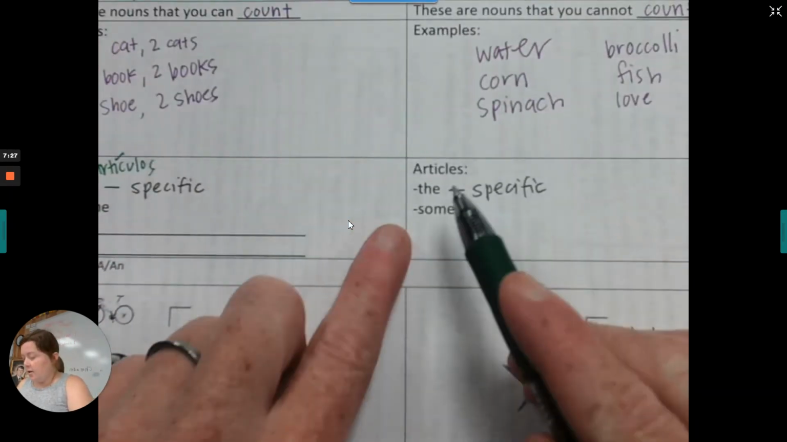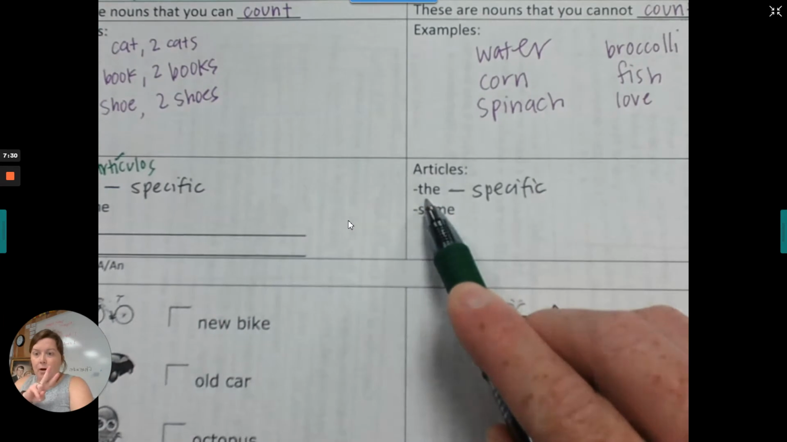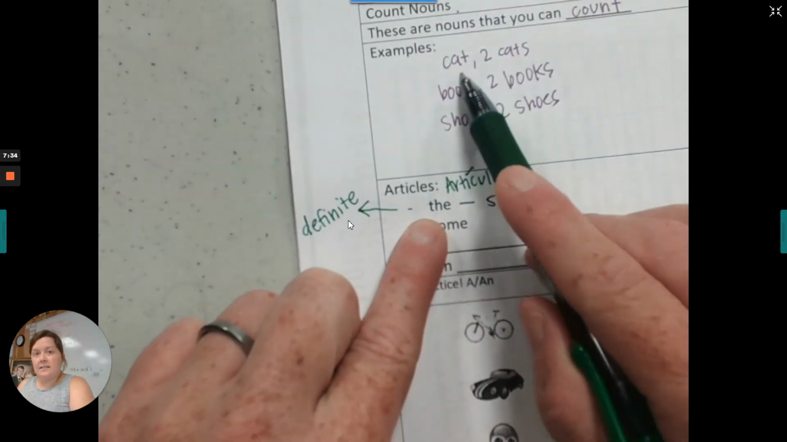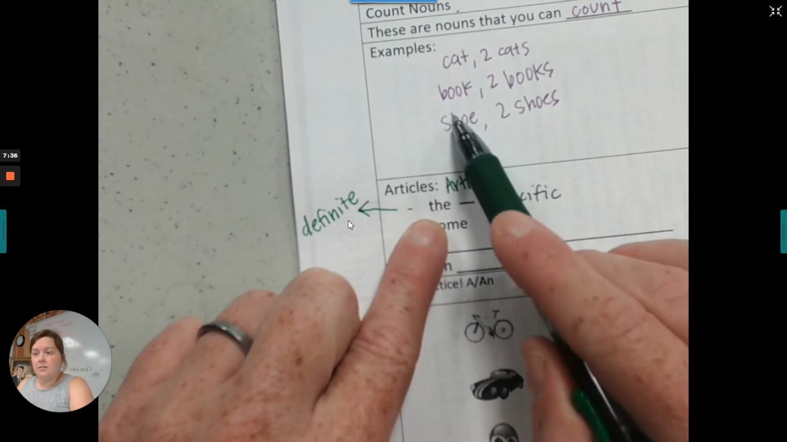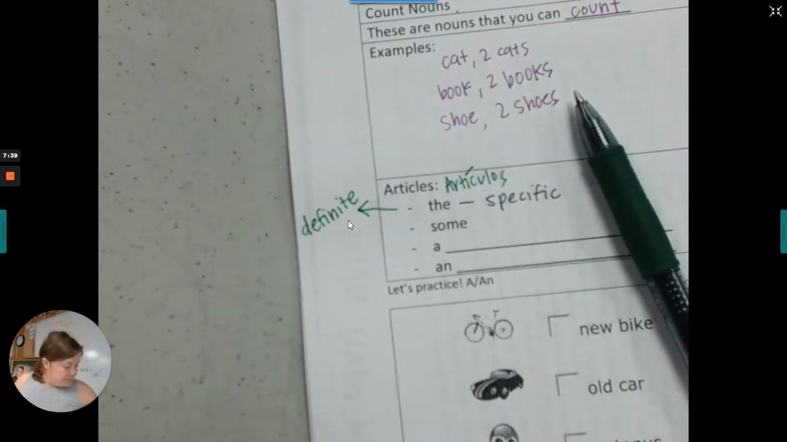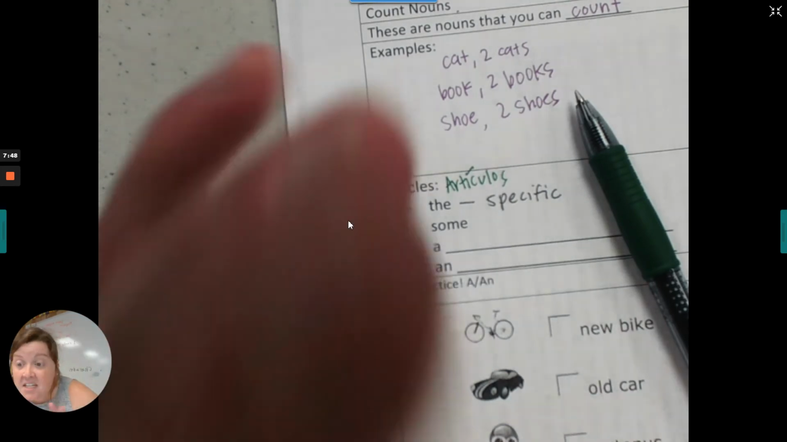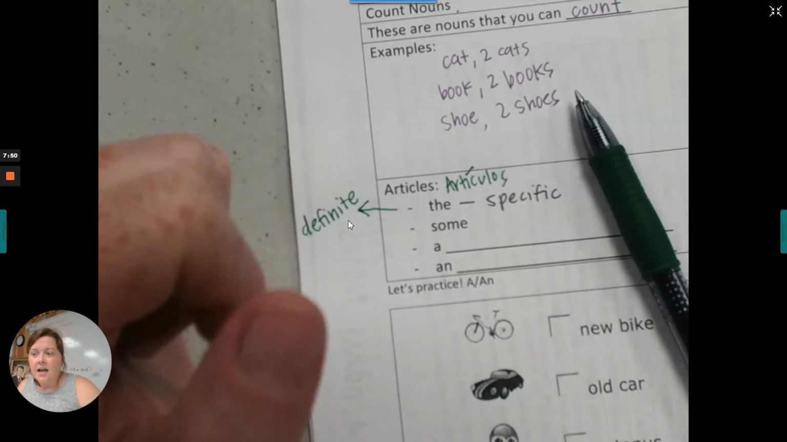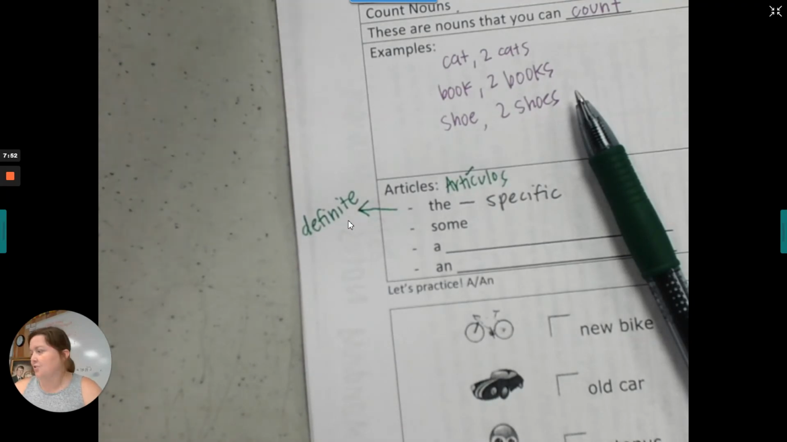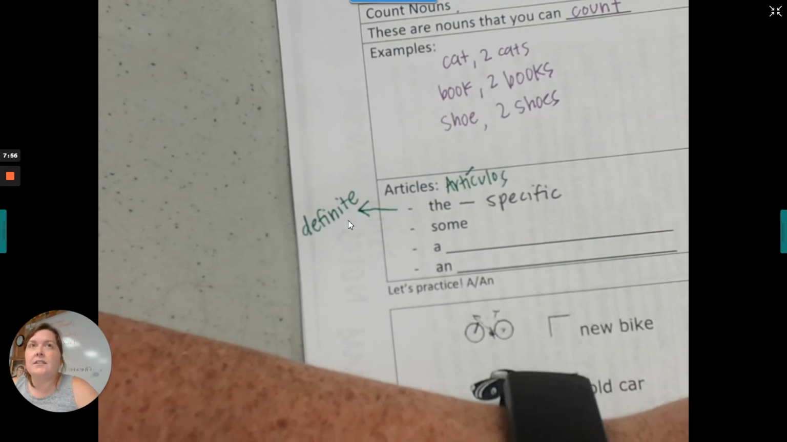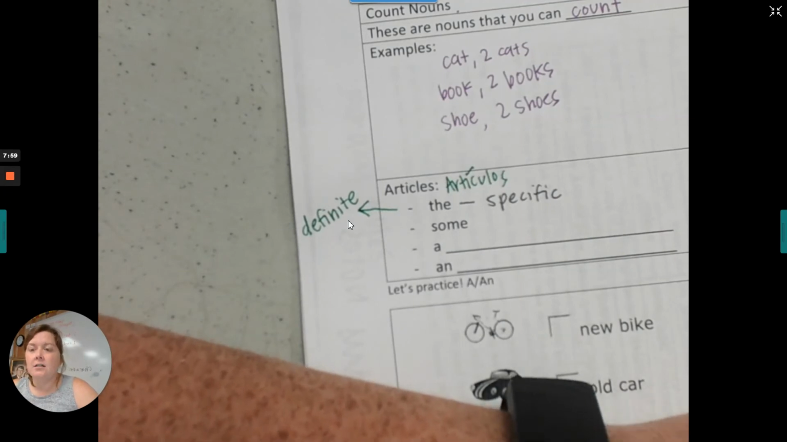Okay? So the cat, the book, like a specific book. I like the yellow book. Okay? The shoe, the shoes. I like these shoes. I like the shoes. Okay? So you can pronounce it the, or sometimes it can be the. It's a TH. So the or the.